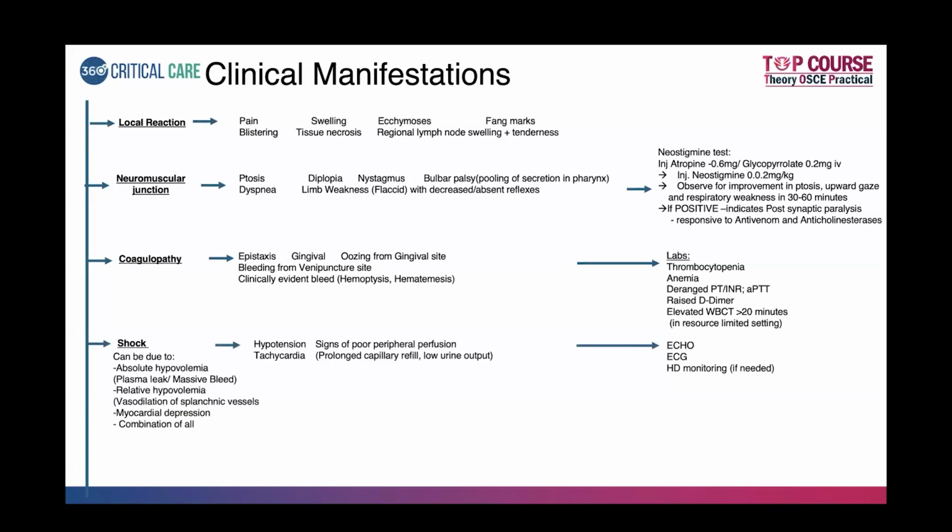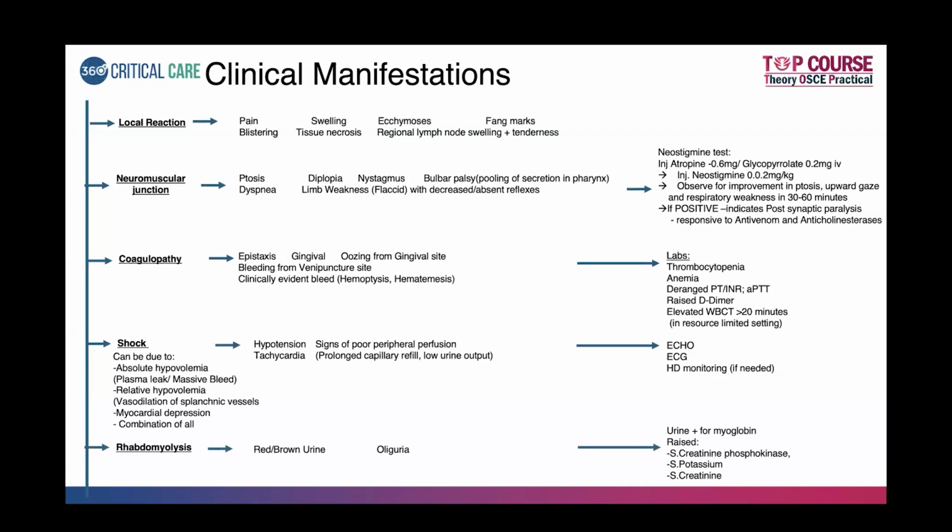Then shock. It can be absolute because of plasma leak or massive bleed, relative hypovolemia because of vasodilation of the splanchnic vessels, or myocardial depression, or a combination of all three. The usual manifestation can be hypotension, tachycardia, and signs of poor peripheral perfusion like prolonged capillary refill, and lower urine output can be there. This can be identified as abnormalities on ECG and echo. So if patients present with shock, hemodynamic monitoring would be necessary.